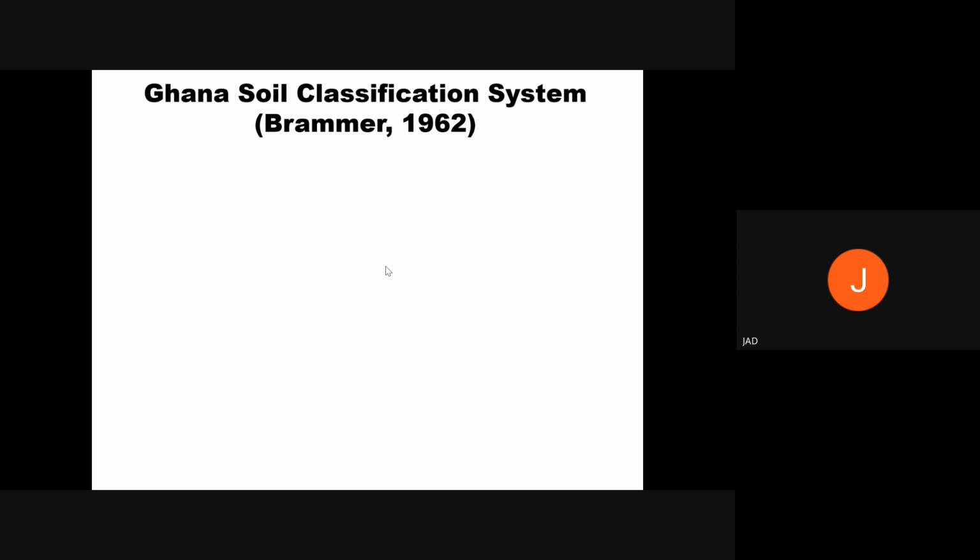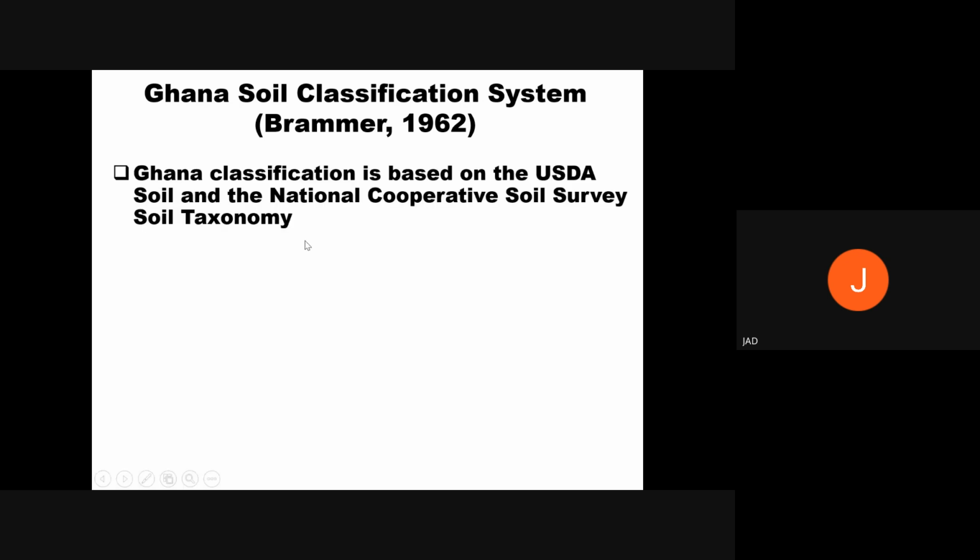Then let's look at what we have in Ghana. That is what we call the interim soil classification. And this is based on Bremer, 1962. It's a very, very old classification. Sometimes you still see it in textbooks. So let's try and understand what it is. Under this classification, the Ghana classification is based on the USDA soil, then the International Cooperative Soil Survey, soil taxonomy.